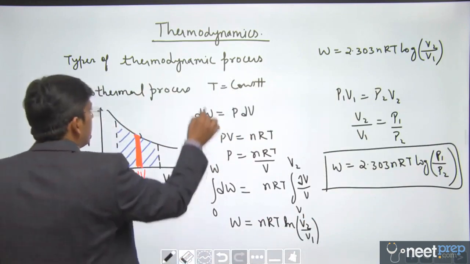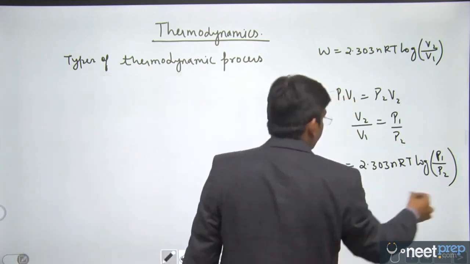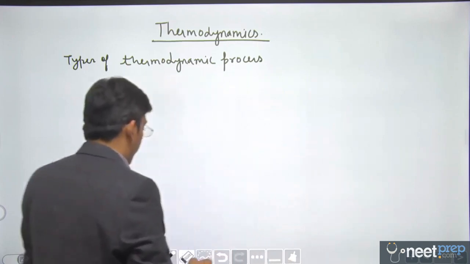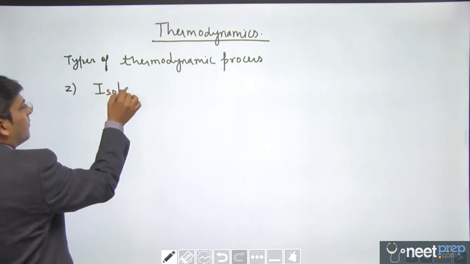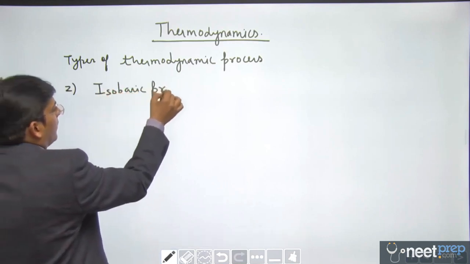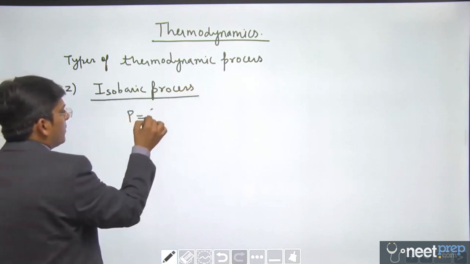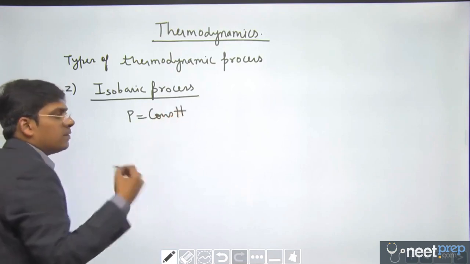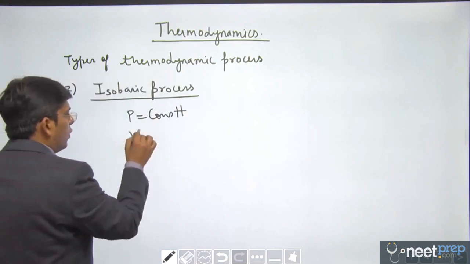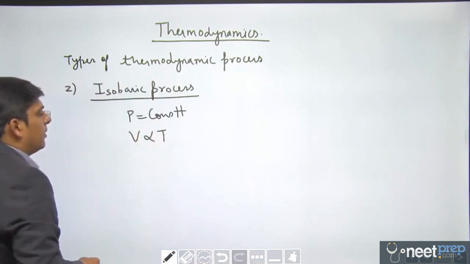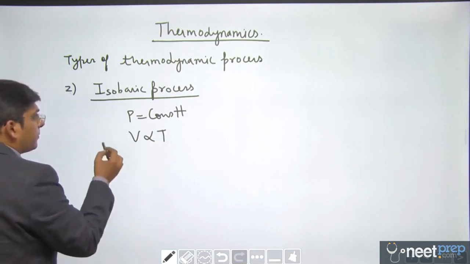Now let us discuss the next process, that is, isobaric process. Isobaric process, right? So pressure is constant. When the pressure is constant, dear students, then volume is directly proportional to temperature. This is for an isobaric process.